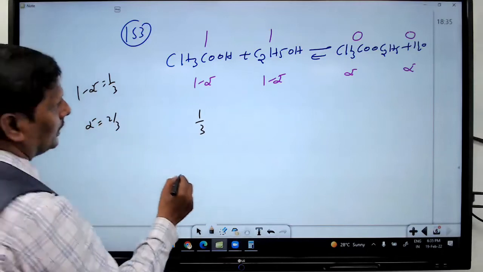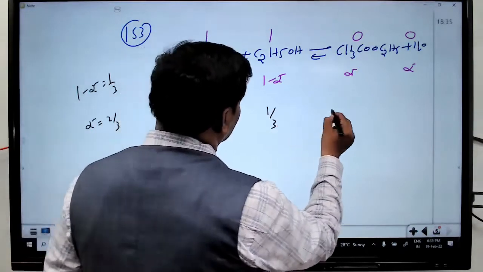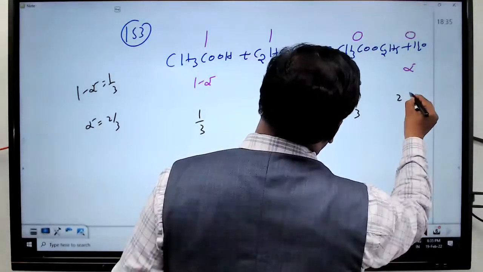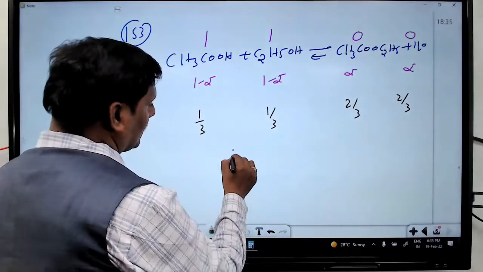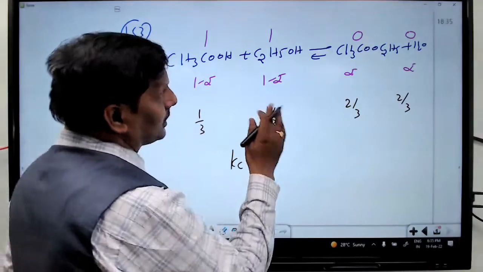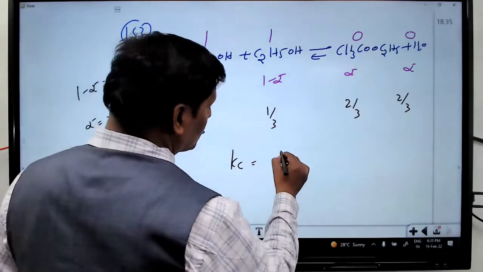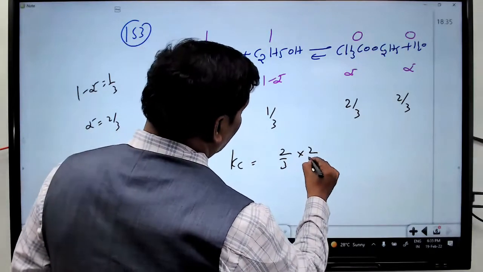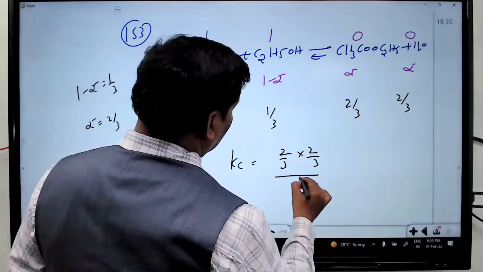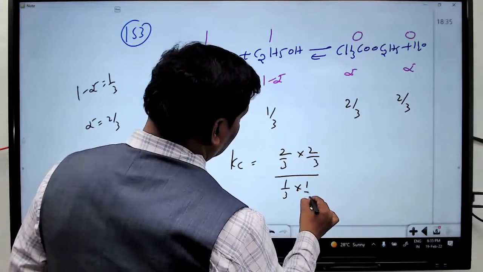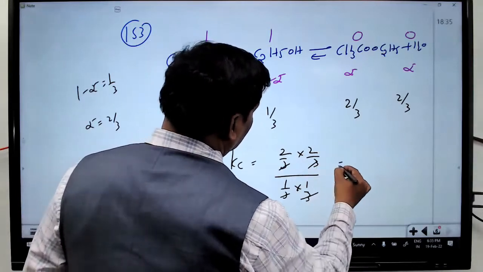Very simple था. ये भी 1/3 हो गया. This alpha is equal to 2/3 हो गया. अच्छा, Kc कैलकुलेट करना. Kc is equal to, अच्छा, नंबर ऑफ मोल सेम लेगा, बट डायरेक्टली रास्ता 2/3 by 2/3 divided by 1/3 into 1/3. अच्छा, 3 कैंसिल है, which is equal to 4.